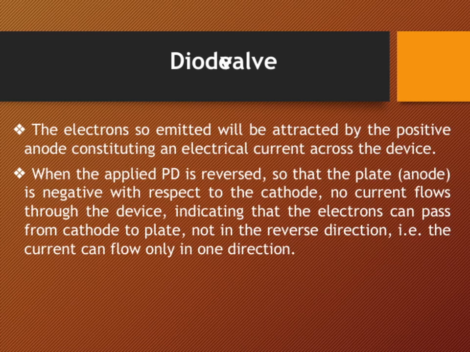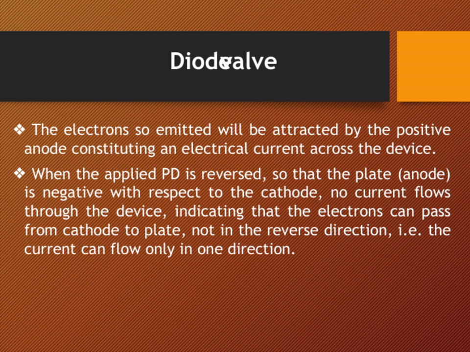The electrons that are emitted from the cathode are attracted to the positive anode, creating an electrical current that flows across the device. Now, when we reverse the applied potential difference, or PD, so that the plate, which acts as the anode, becomes negative relative to the cathode, something interesting happens. In this reversed setup, no current flows through the device. This tells us that electrons can only pass from the cathode to the plate, not in the reverse direction.